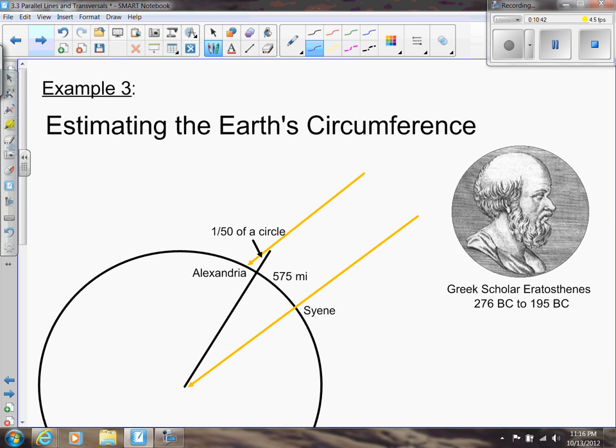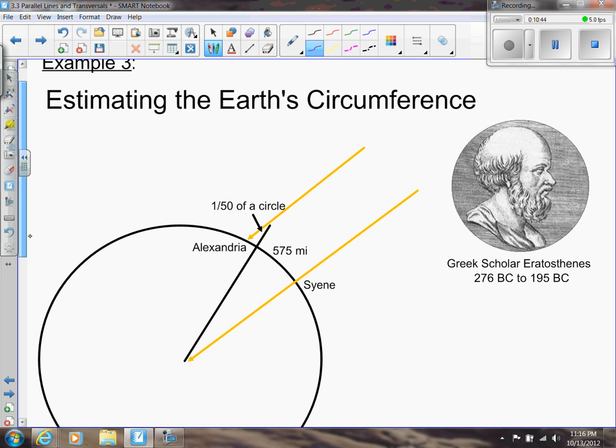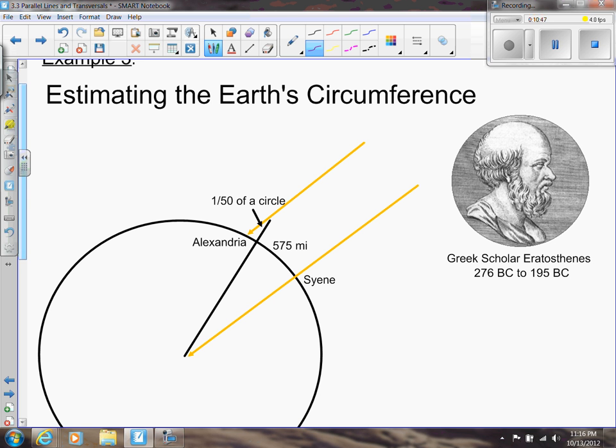And this is an interesting problem. I'm not going to actually do it here tonight for you. Something you could look up online. You could look up Eratosthenes. He was a Greek scholar, and he actually, in 276 BC-ish, calculated the circumference of the Earth using alternate interior angles. He came up with the circumference of the Earth within a few thousand miles. So you think about, almost 2,000 years before Columbus, he knew how round the world really was.